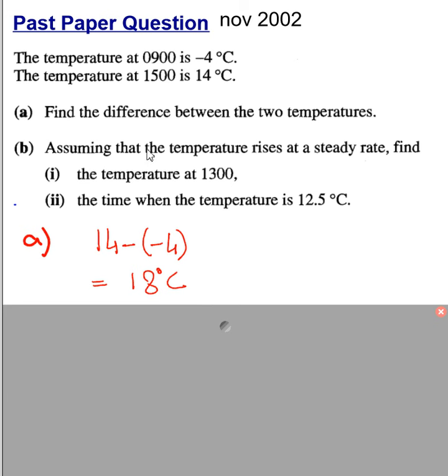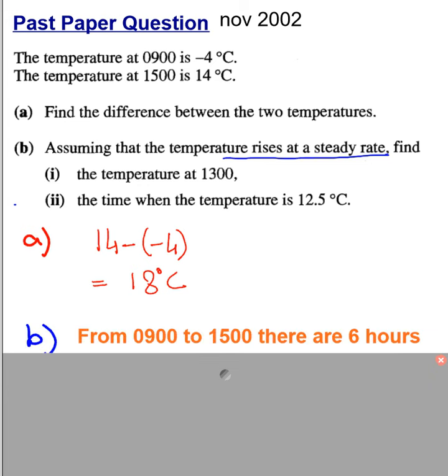Now the information is: assume that the temperature rises at a steady rate. Steady rate means in every hour or in every half hour the same amount of degree centigrade rises. So what we will do for that? If you see from 9 o'clock to 15 o'clock, the difference in time is 6 hours. It means within 6 hours, 18 degrees centigrade has gone up.